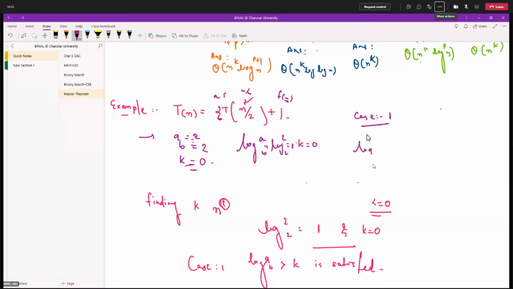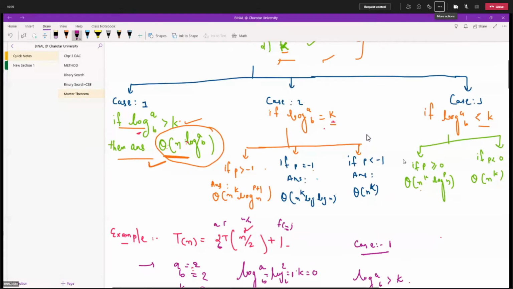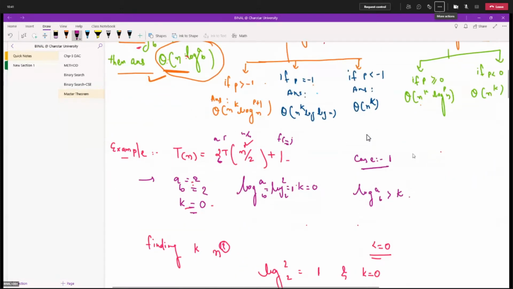What is case 1? Log a base b greater than k, right? So according to our theorem and method, what is the answer? The answer is theta of n to the power log a base b. Please drop the message in the chat box.